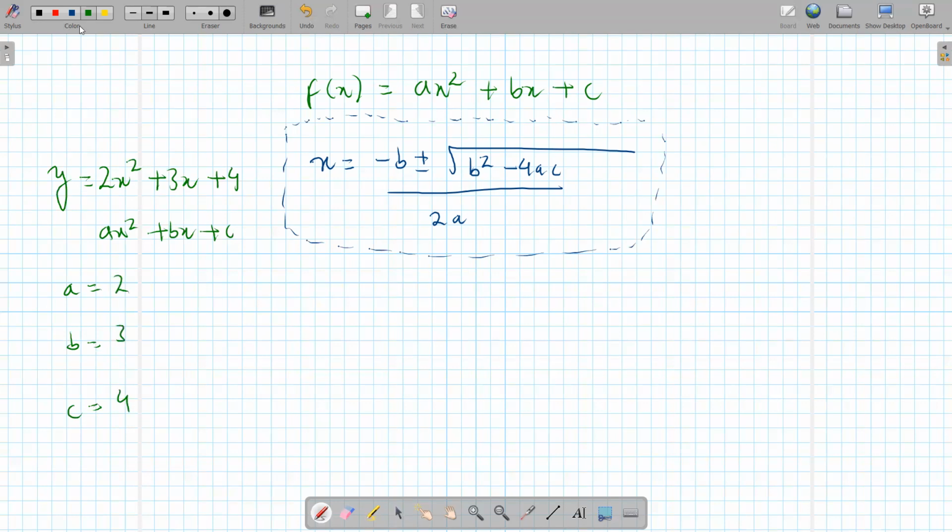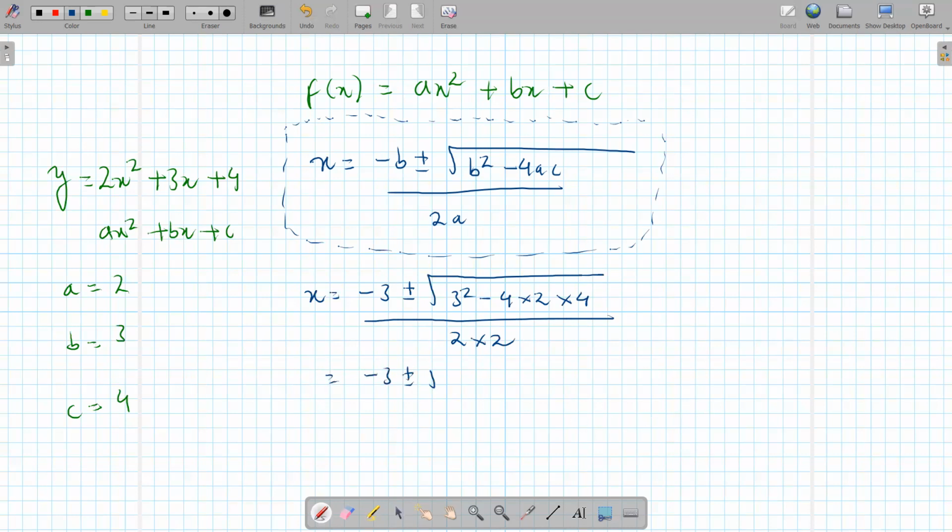Easy as that. Now we're going to plug it into this formula. This will give you the x-intercepts straight up. So it's going to be minus b, so minus 3, plus minus the square root of 3 squared minus 4 times a, which is 2, times c, which is 4, all over 2 times a, which is 2. So you get negative 3 plus minus the square root of 4 times 2.